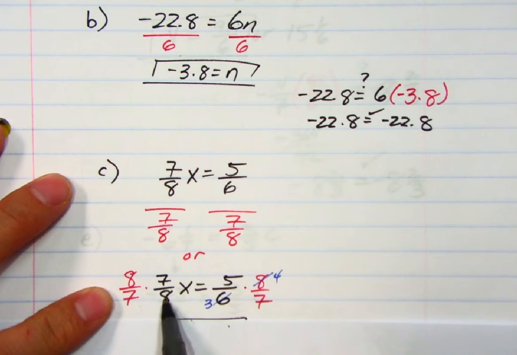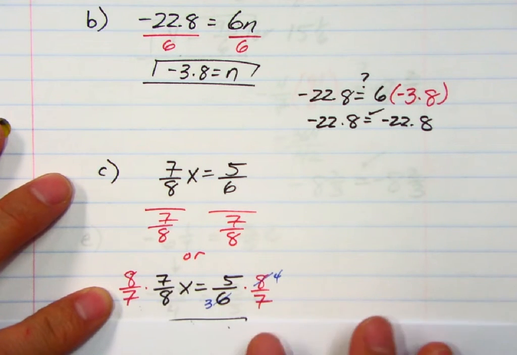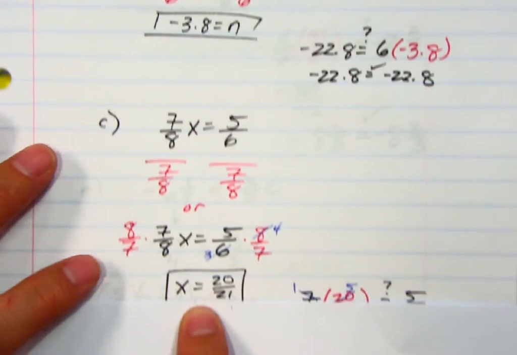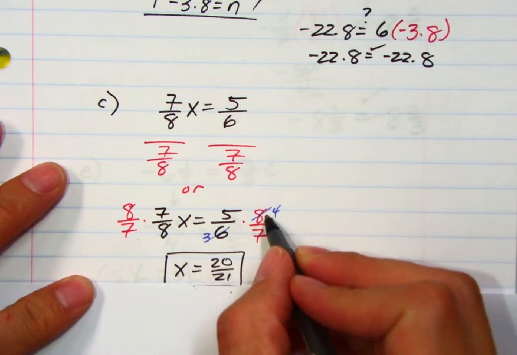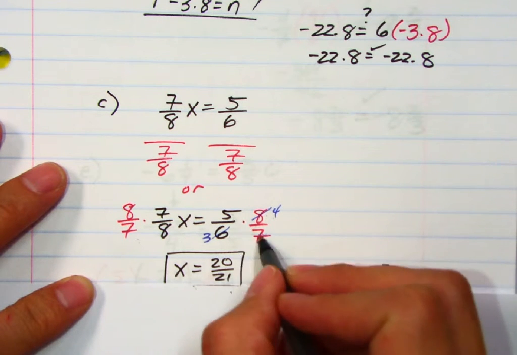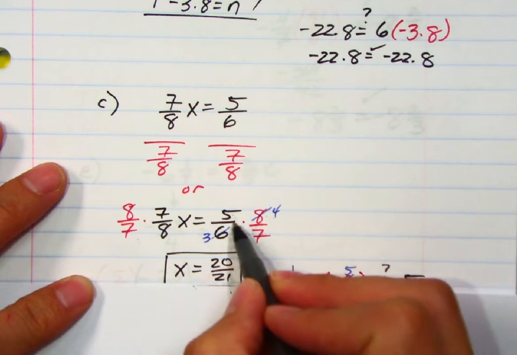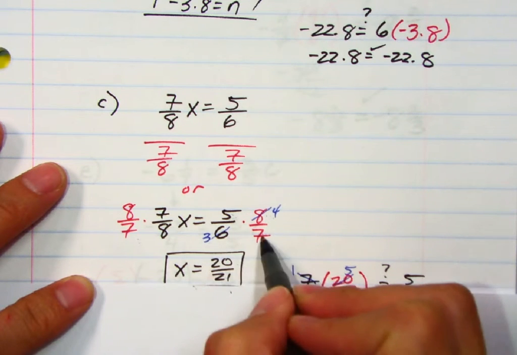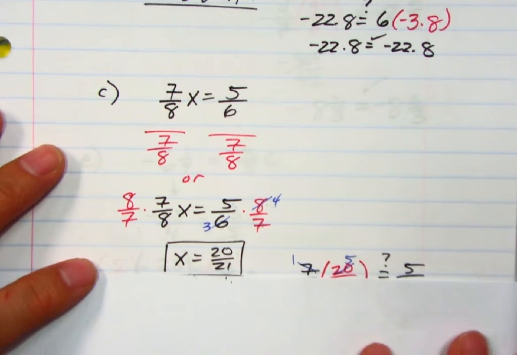That allows me to cross these out. 8 and 8, 7 and 7, that's a 1x. That's eventually what I want for everything. And then here I can do some cross canceling. 6 and 8 makes 3 and 4. 5 and 7 are prime, so I can't do anything there. 5 times 4 is 20. 3 times 7 is 21. So my answer is 20 over 21.